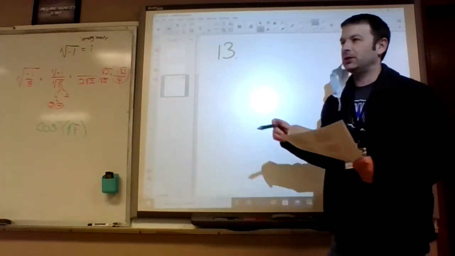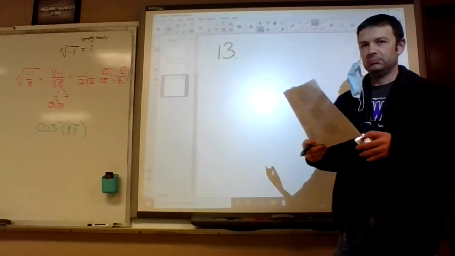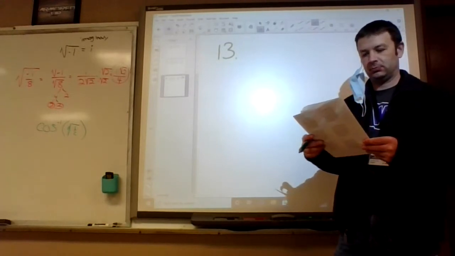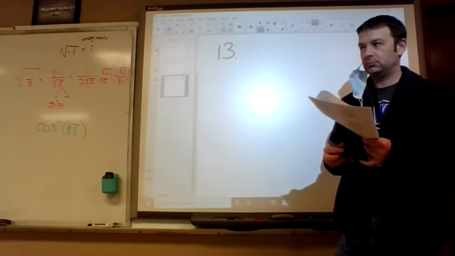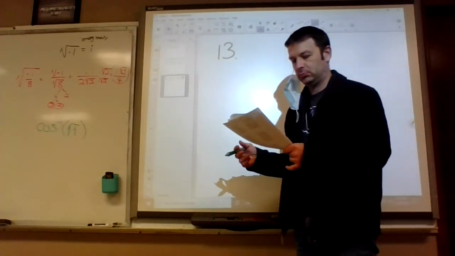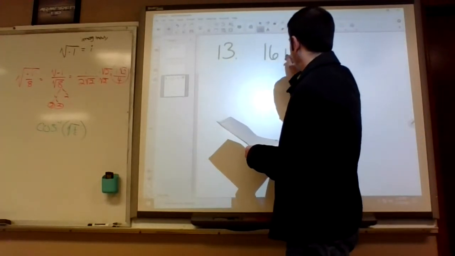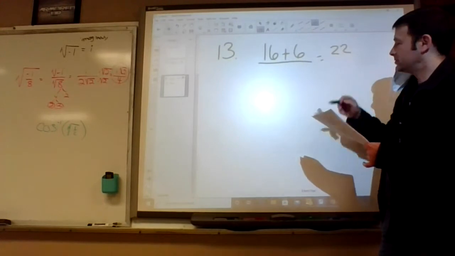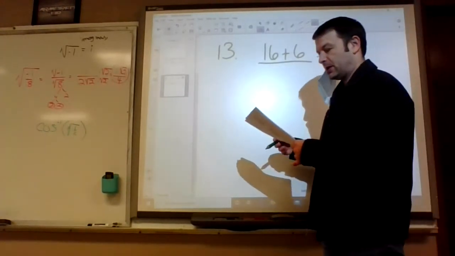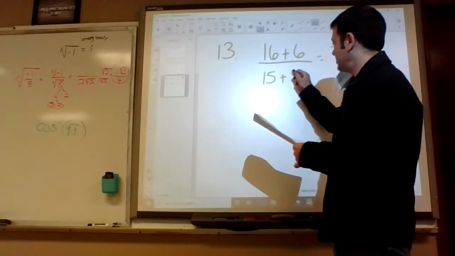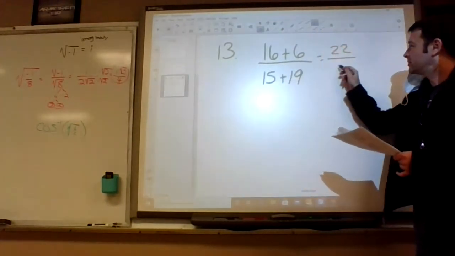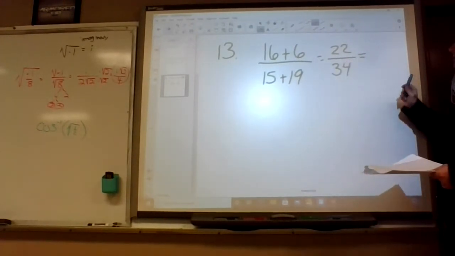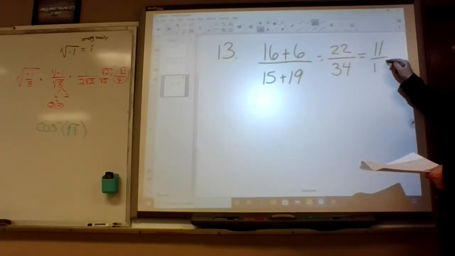Okay, 13. Does anybody want to try it? Well, how about 13? Okay, so you subtract, well, I guess you add 6 to 16. 16 plus 6, because you're subtracting negative 6. 22. And then you add 19 to 15: 15 minus negative 19 is 15 plus 19. It's kind of a big one, isn't it? 34. Can we reduce that? You can divide by 2 because they're even. So 11 over 17.